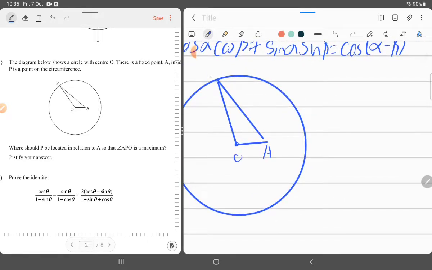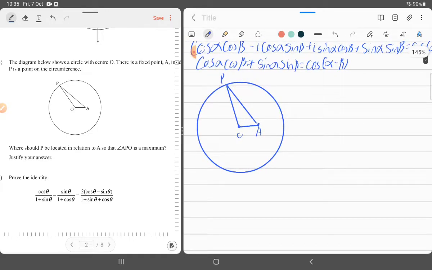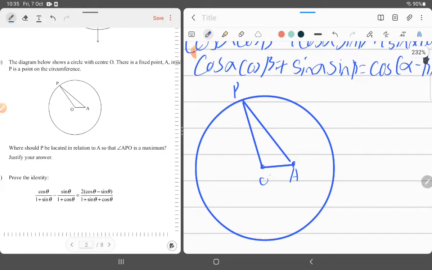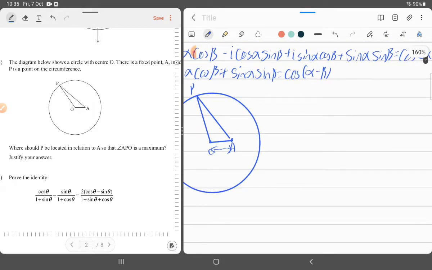A, O, and P. So this is a fixed point, and P goes around a circle. Actually no, since A is a fixed point, this distance will always constantly stay the same. It will always stay the same, even if the point P goes around the circle.